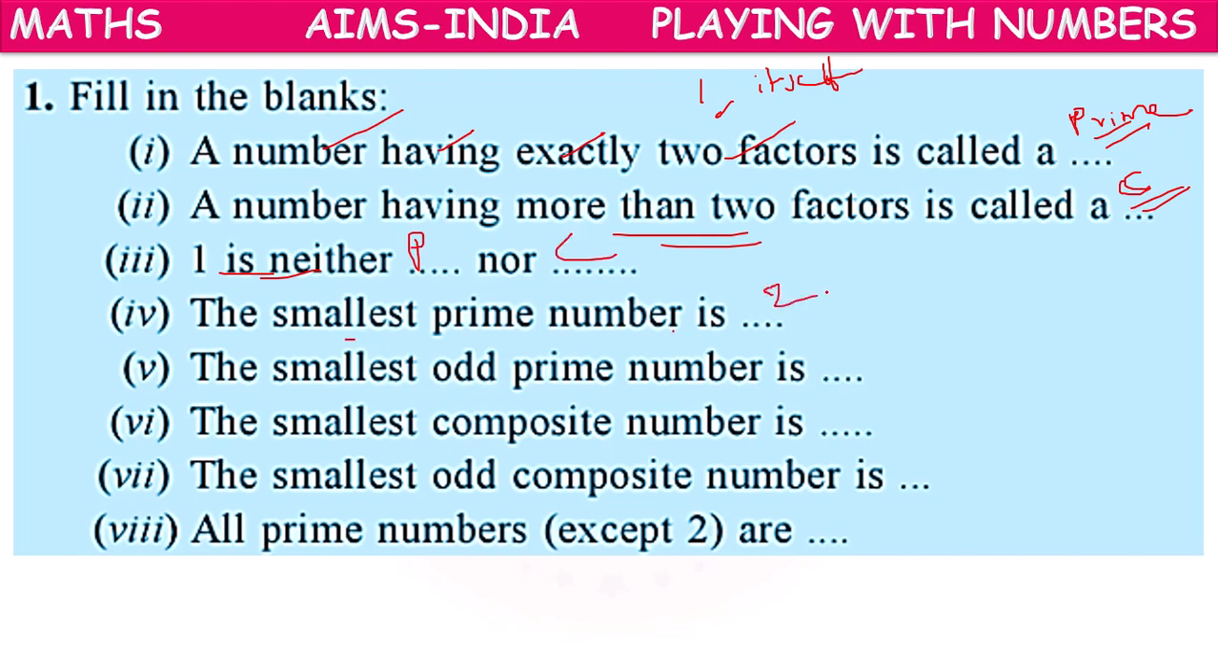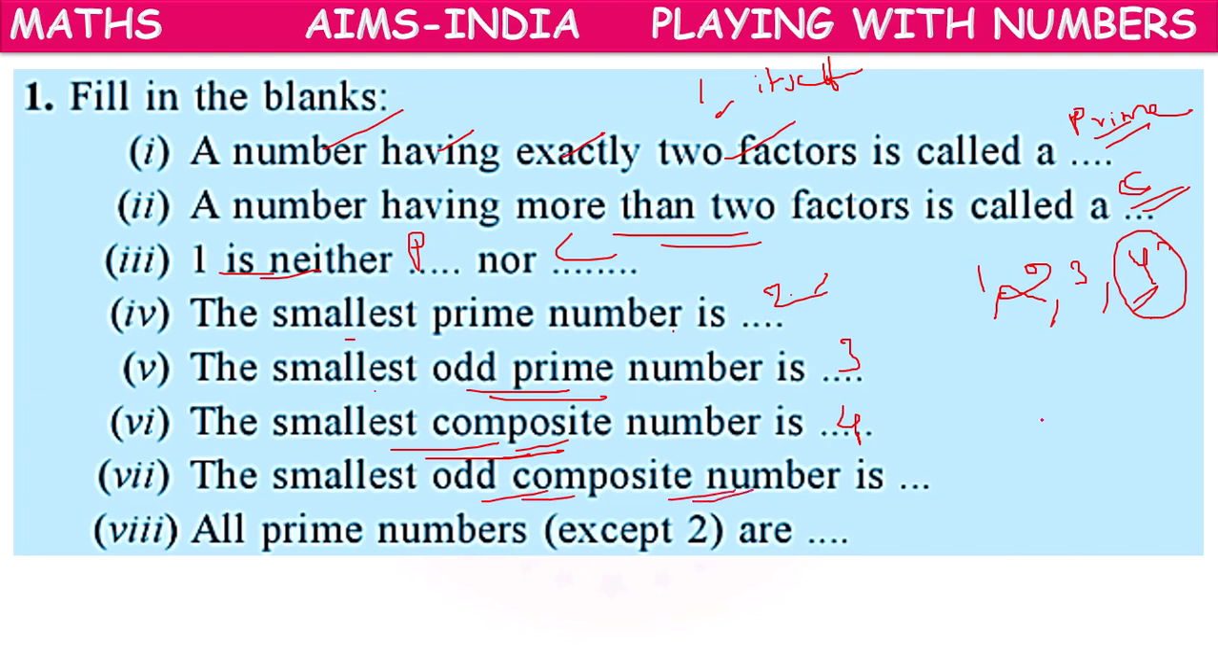Smallest prime number, 2. Smallest odd prime number, 3, because 2 is even. Smallest composite number, 4, because 1 we should not count. 1 is neither prime nor composite. 2 is prime. 3 is prime. So what is the least composite? 4.